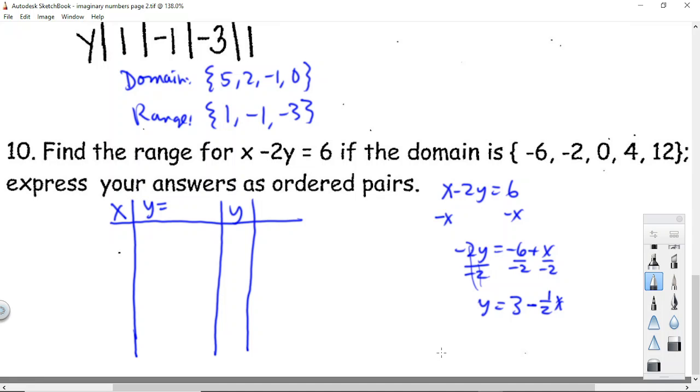Oh, wait a second. I did make a mistake. Start all over. Glad I checked that. I wrote this down as negative 6 plus x. Should have been the other way around. Okay, so scratch that. Sorry, guys.